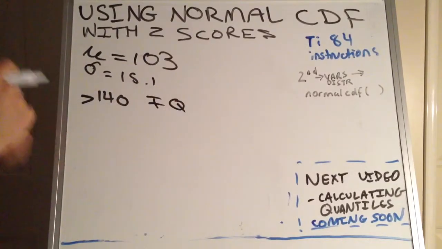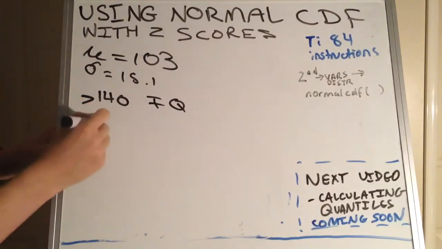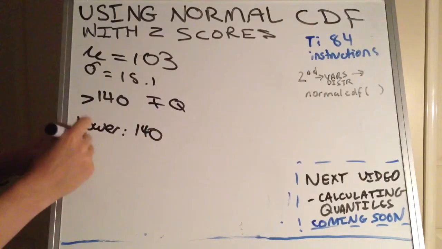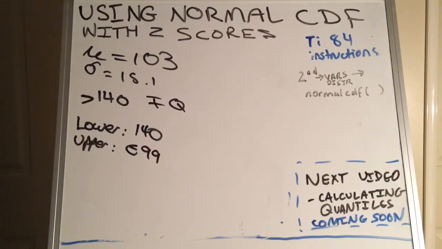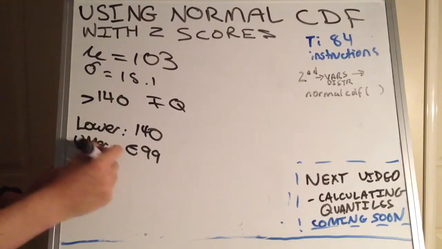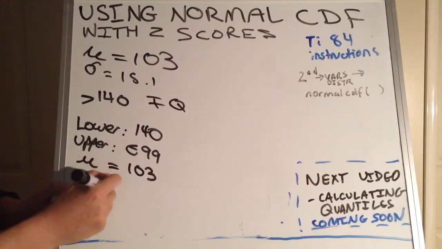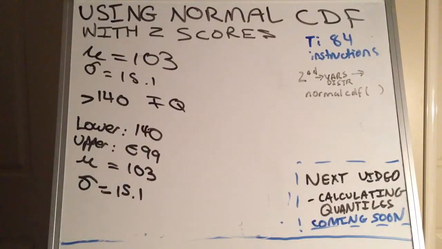So in order to do this, we'd have our lower, which would be 140. We'd have our upper, which would be the largest value a calculator can possibly handle. However, technically, IQ actually maxes out around about 250. No one's really got that high. But our mean value is 103, and our standard deviation is 15.1. So from that, we can work out how many geniuses there are in secondary school education systems within the area. Again, what the context of the question asks.